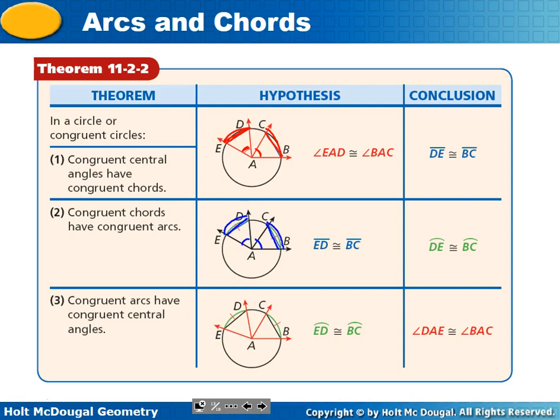Down here on the last one, this last one says, in essence, that if the arcs are congruent, then the chords that correspond to them and the central angles that correspond to them are congruent. So what you need to remember here is that if any one of those three things is congruent, then the other two are. Arcs, angles, and chords that are corresponding: if one of them is congruent, then the other two are congruent. So let's go ahead and work a couple problems.